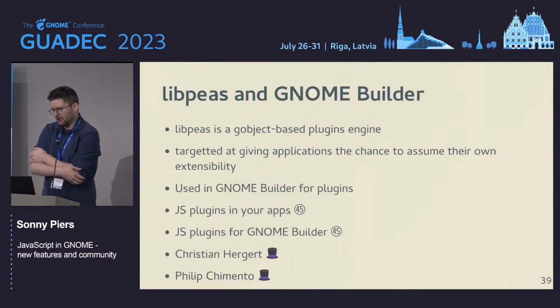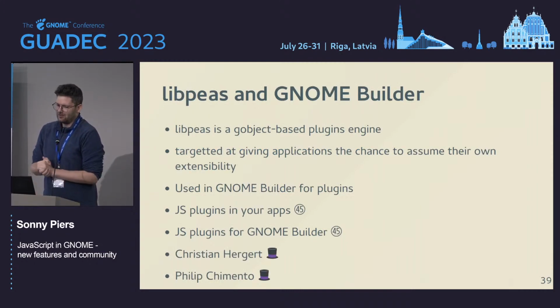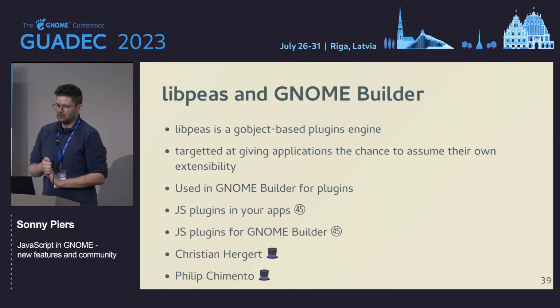Yeah, and another community project by Christian Hergert is JavaScript support in libpeas. So libpeas is a GObject-based plugin engine targeted at giving applications a chance to assume their own extensibility. So you take libpeas, you put it in your app, and then you do a bit of magic and glue code, and all of a sudden your app can support extensions. Don't do this in every app, please.